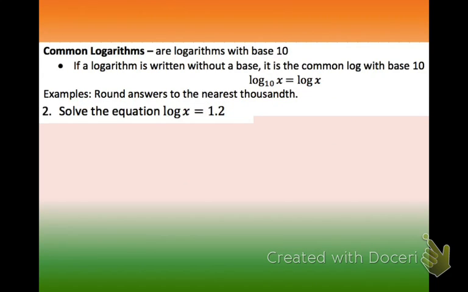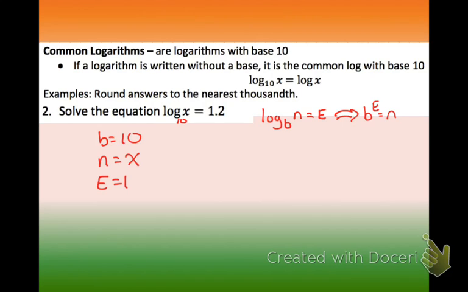For example 2, if we want to solve the equation log x equals 1.2, well, we know that our base isn't written, but it's going to be a 10. So now we can switch to exponential form. If you remember from yesterday, log base b of n equals e switches into b to the e equals n. So in this case, our base is 10. Our number, we don't know, it's x. And our exponent is going to be 1.2.